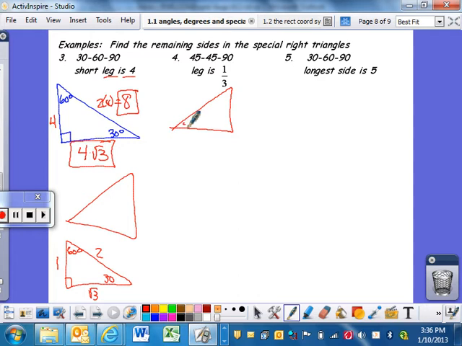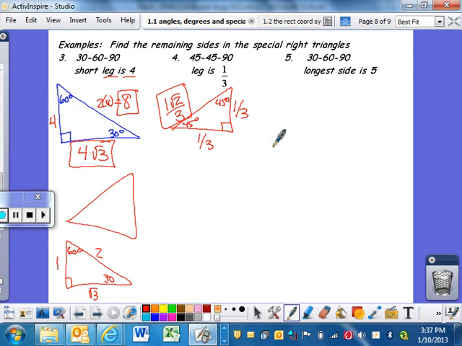Alright, what if I have this? I said a 45, 45, 90. Alright, and the leg is 1/3. What does that make the other side? Well, how did I know instantly? The other side's the same because it's 1, 1, square root of 2. So whatever one leg is, the other leg has to be. And then the hypotenuse is square root of 2 times more. So 1 root 2 over 3. And no, you do not need to write the 1 there. It can be just root 2 over 3.